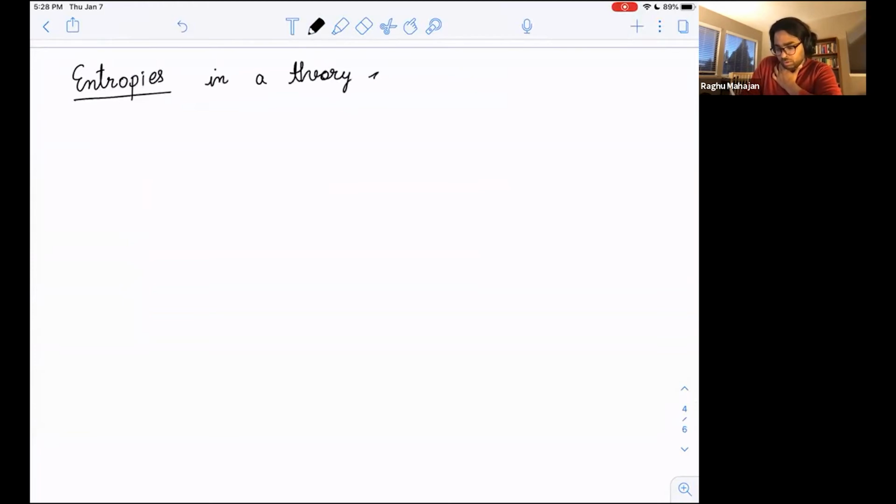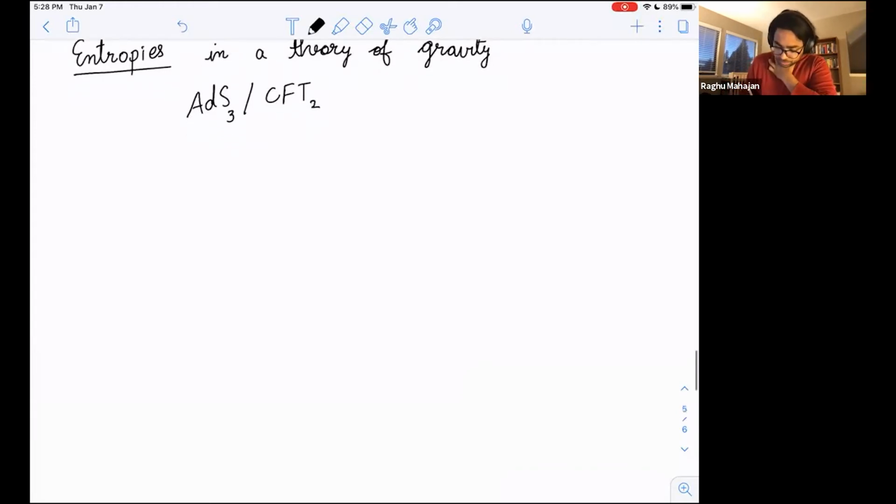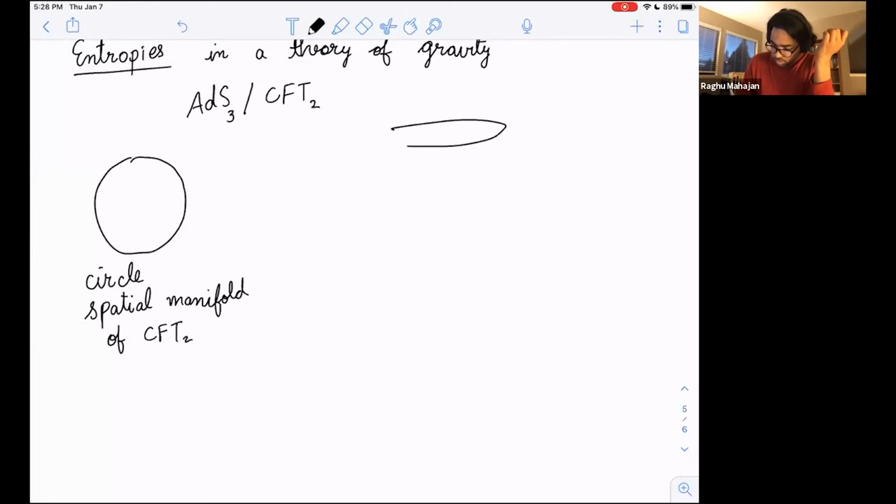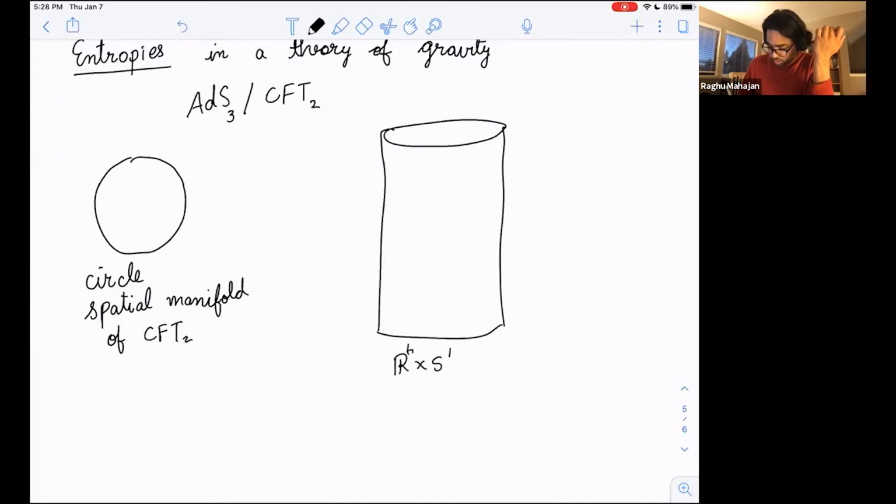Our best understood examples of quantum theories of gravity are the ones in AdS. So we have this AdS/CFT duality. Let's say for now, since I'm going to do a concrete example, we are in AdS3/CFT2. So we have a 1+1 dimensional CFT, which lives on the boundary of 3-dimensional AdS. I will draw a few pictures. So this here, the circle, is the spatial manifold of the CFT2. And there is time. If we put in the time, there is the cylinder. So we have R times S1. R is time, S1 is space.